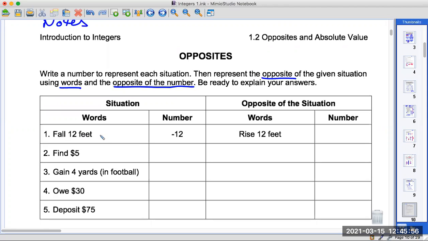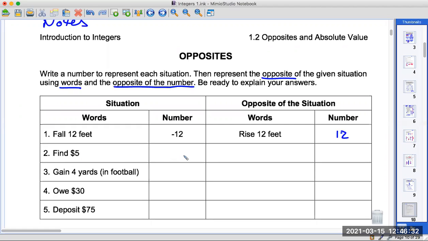Be ready to explain your answers. You're falling 12 feet. The number is -12. Why is it negative? You're going down. Remember the thermometer, go down, the numbers get smaller, right? How about rise 12 feet, that is the opposite. So what would be the number for that? +12. By the way, if there is no symbol in front of the number, it's assumed to be positive. So for positive numbers, we don't always have to have that plus. Does that make sense? Okay.